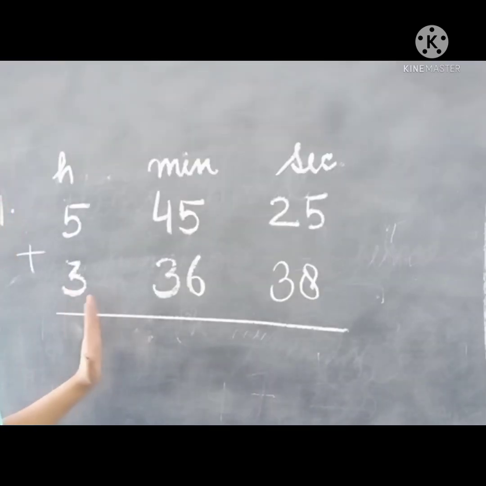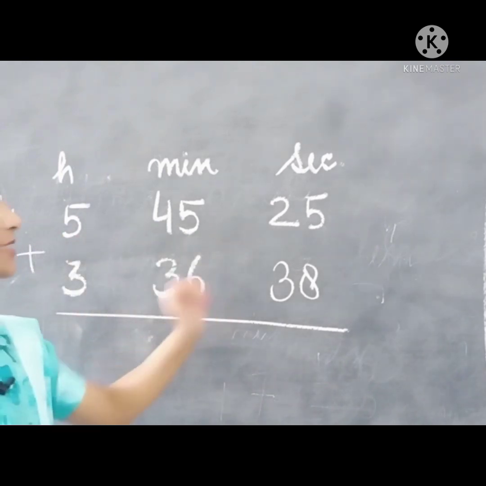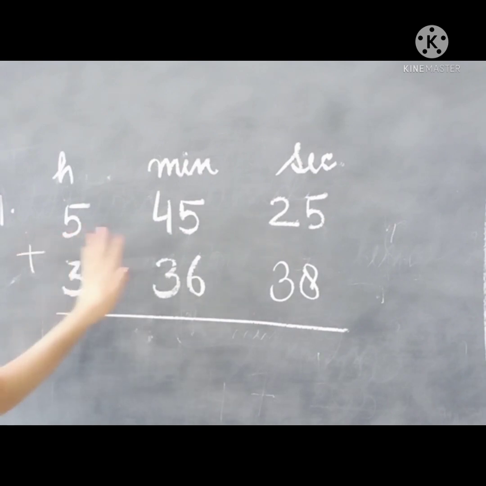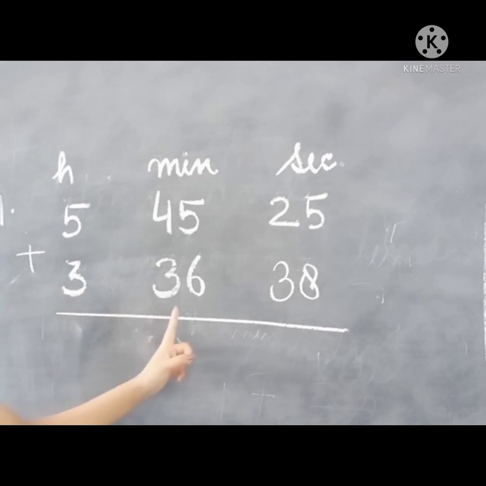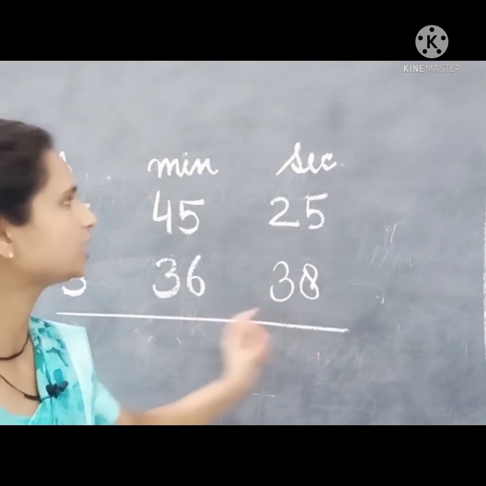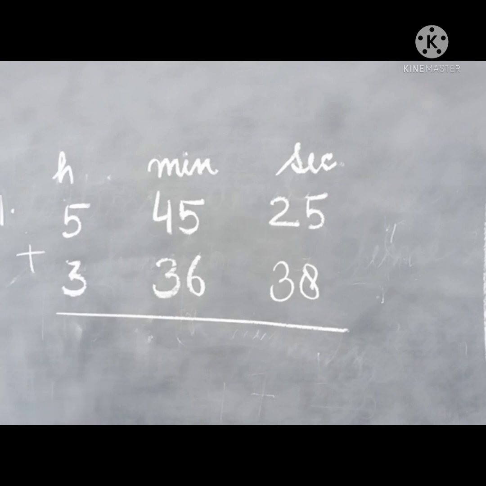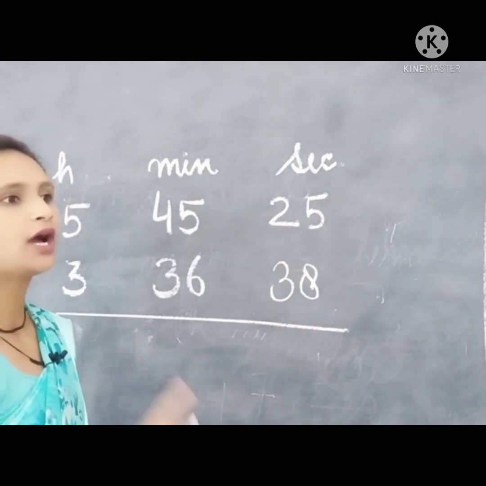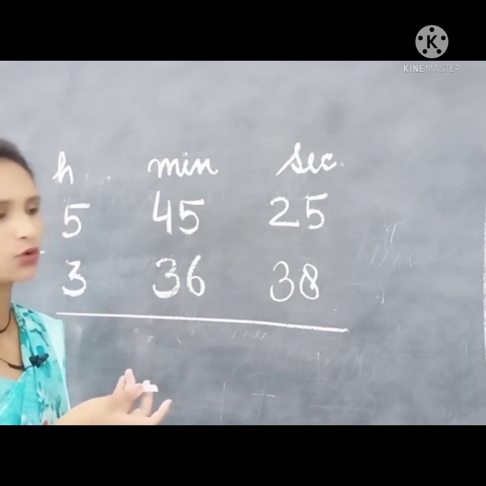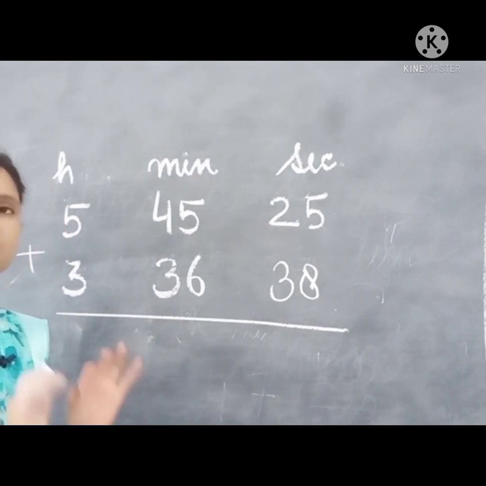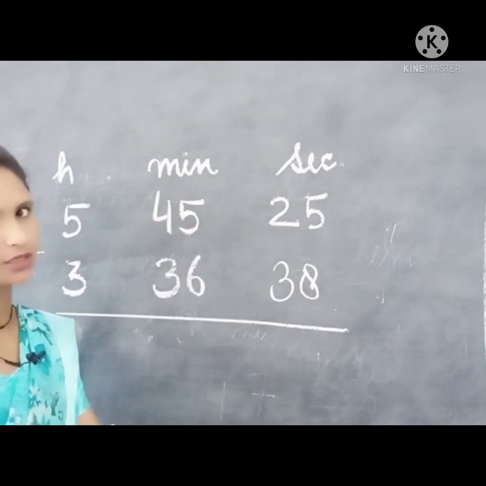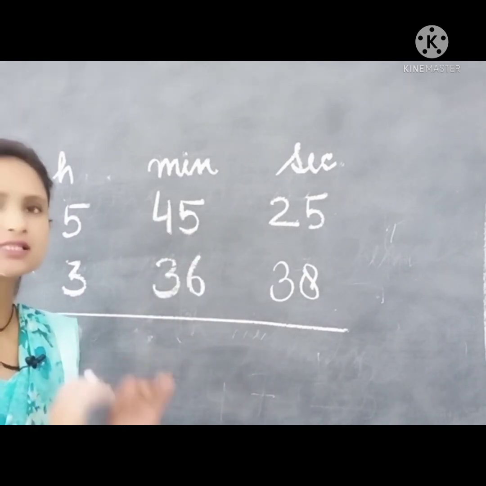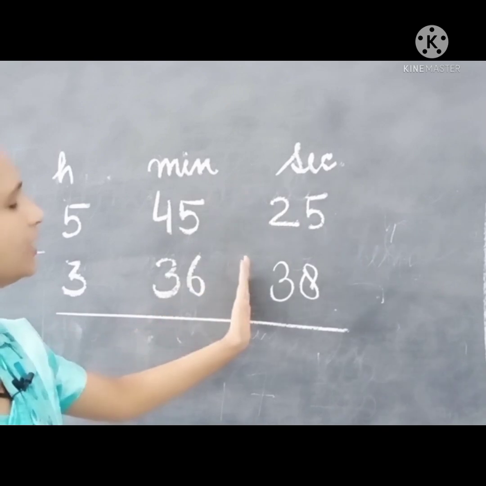Our first example in addition of hours, minutes and seconds is we have to add 5 hours, 45 minutes and 25 seconds with 3 hours, 36 minutes and 38 seconds. So let us start with addition of seconds. The method and the steps are same as we did in hours and minutes. First we have to add as it is.